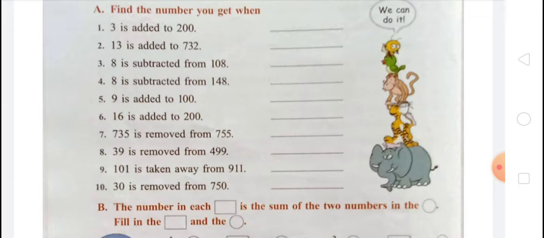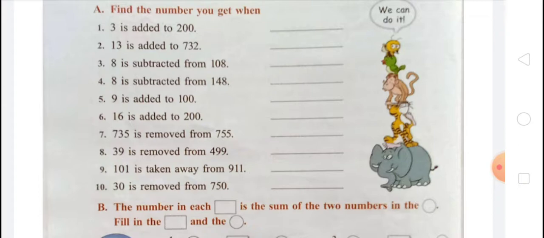101 is taken away from 911. That means you have to subtract 101 from 911. 1 minus 1 is 0, and there will be 1. 9 minus 1 is 8. That is 810.